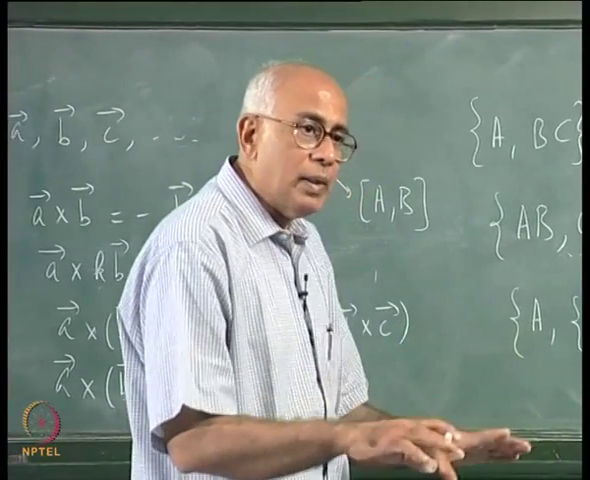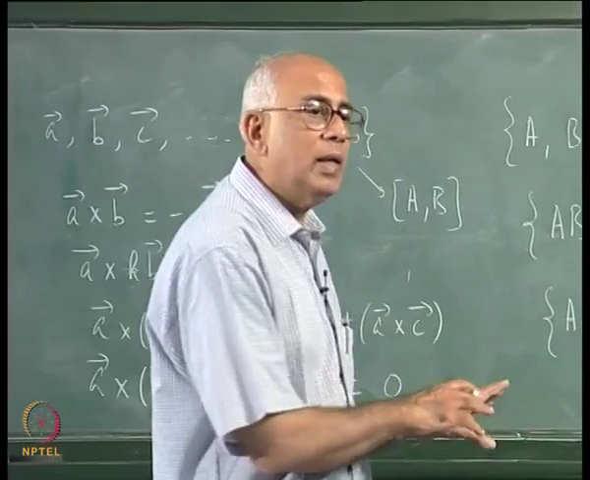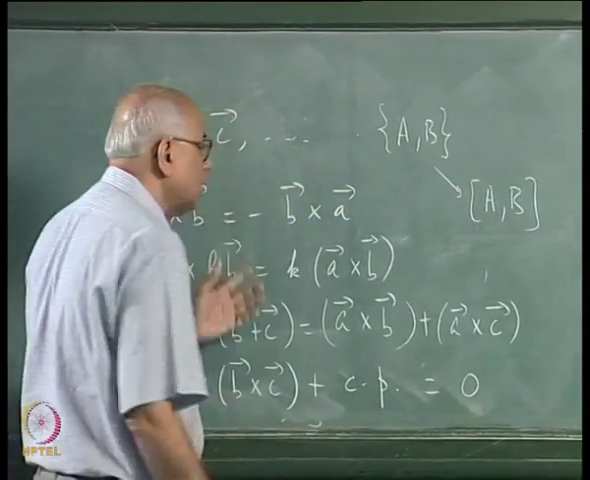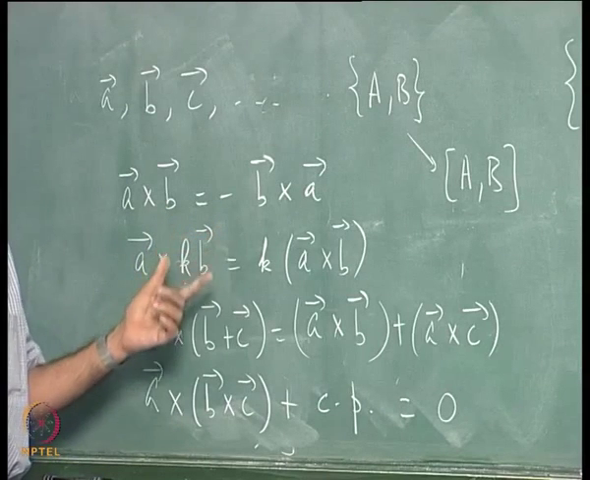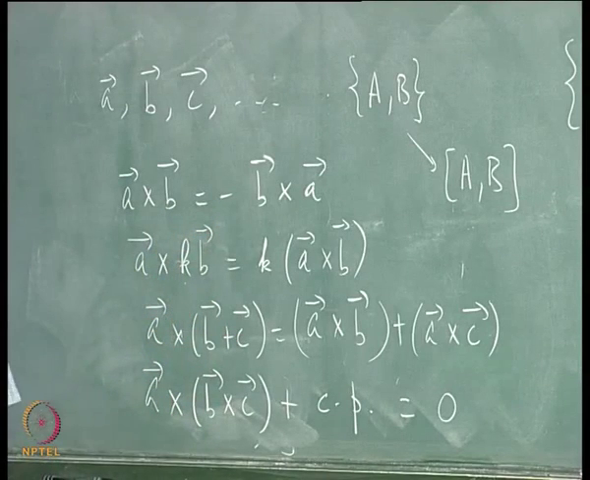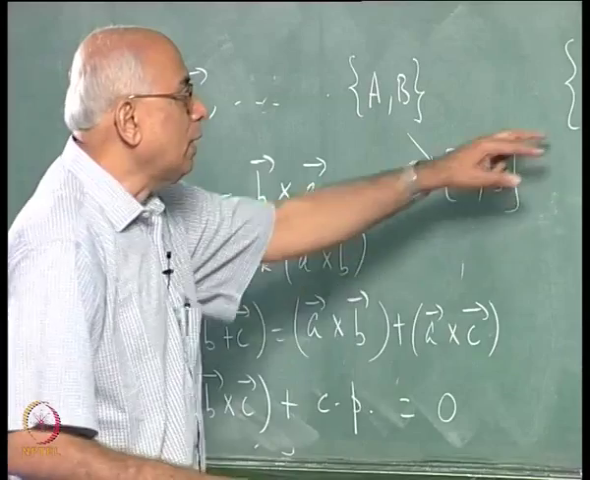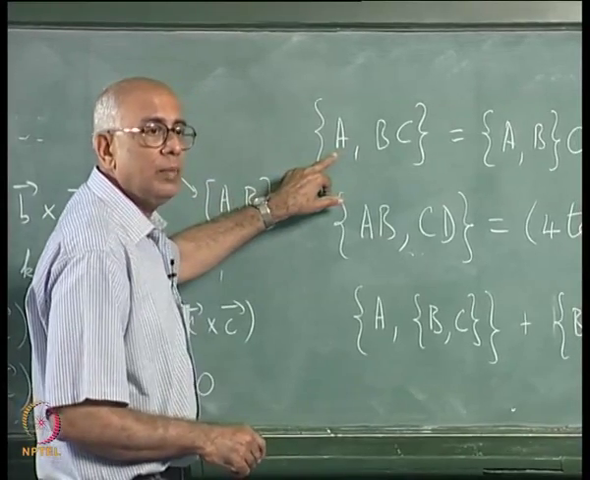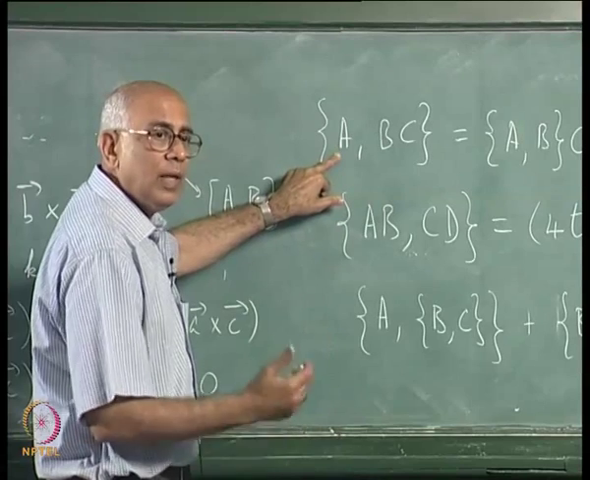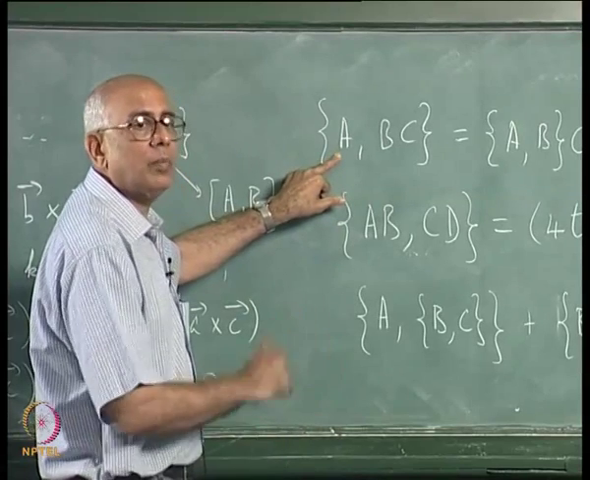Any set of elements for which such a bilinear product or bilinear operation exists satisfying the antisymmetry property, these properties as well as the Jacobi identity is called a Lie algebra. So it says functions of the dynamical variables of a dynamic Hamiltonian system form a Lie algebra under the Poisson bracket operation.